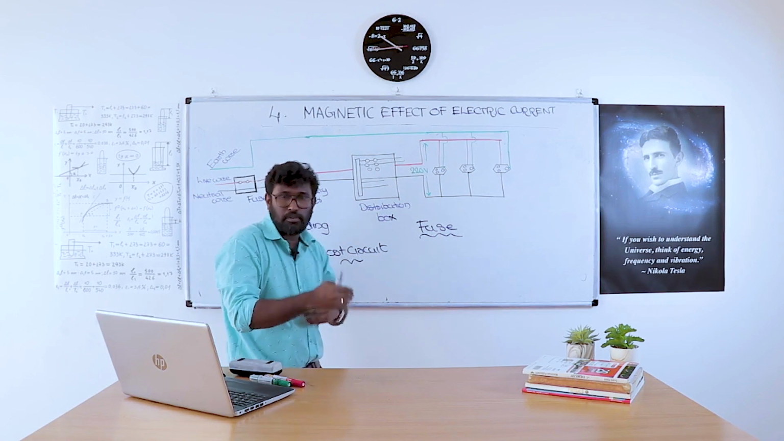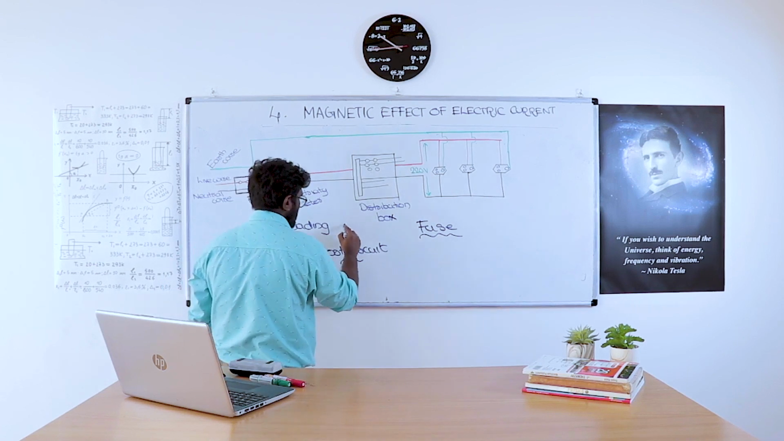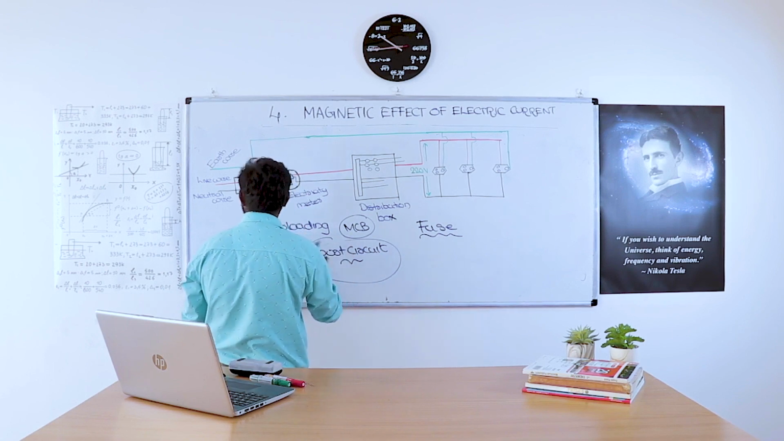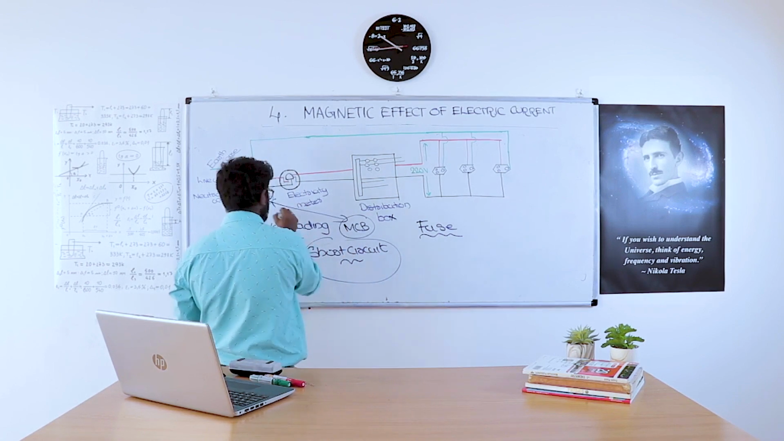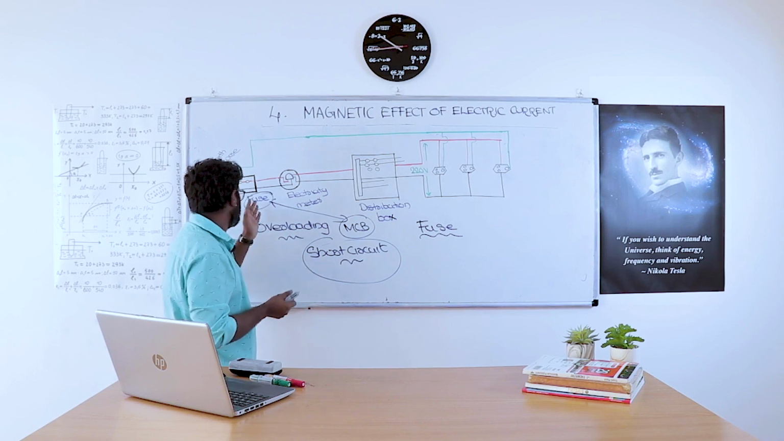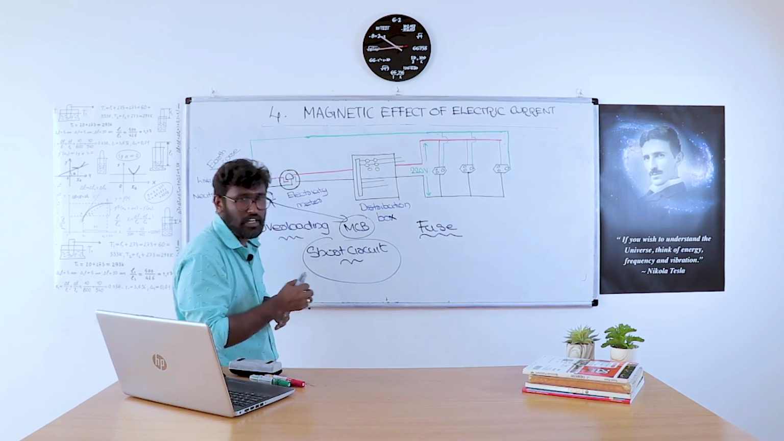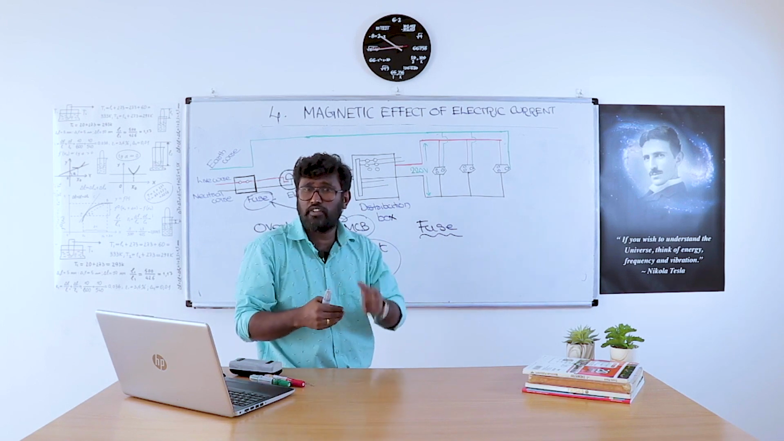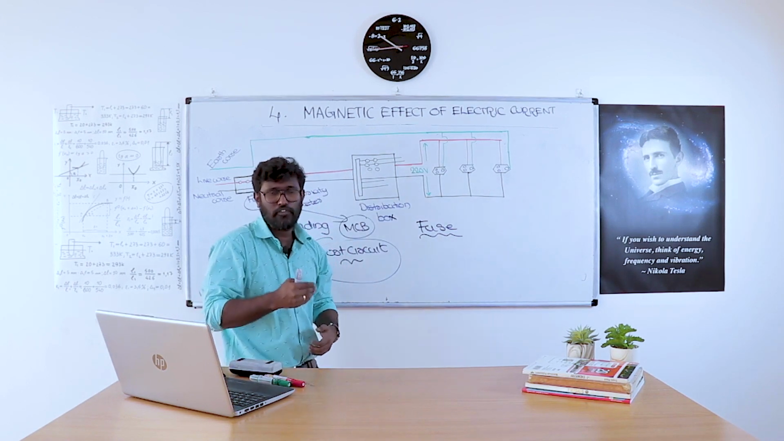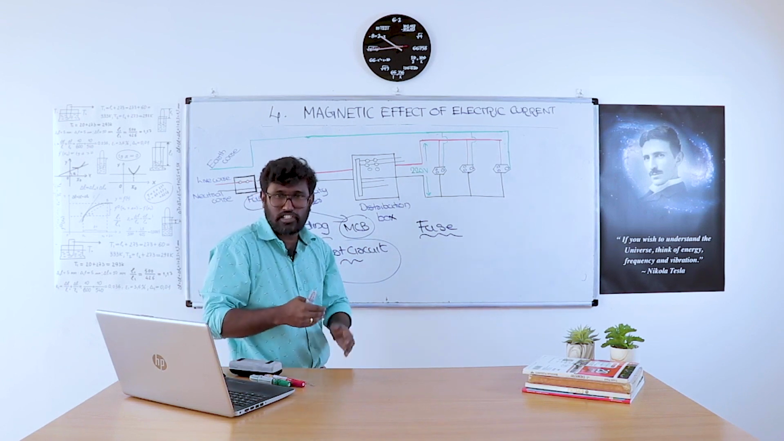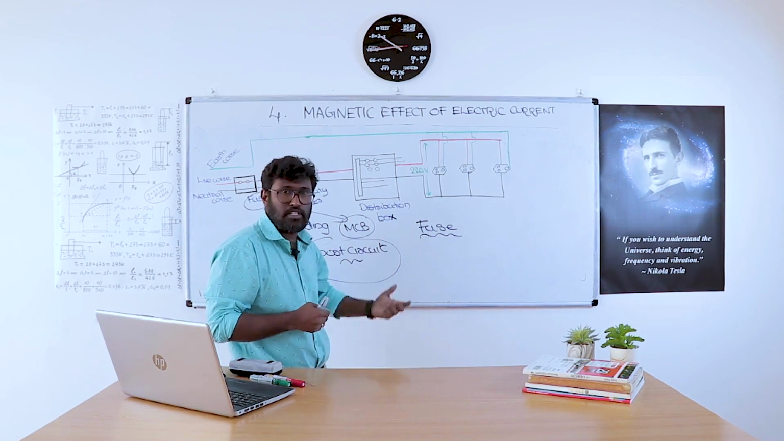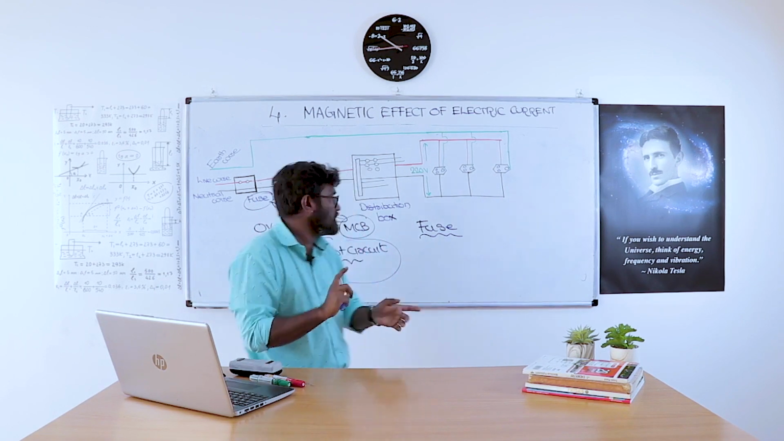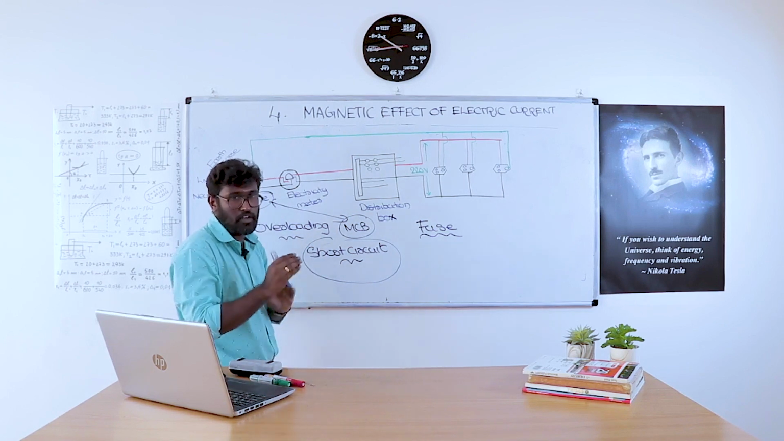So nowadays, in place of fuse, we use MCB. There is some difference between MCB and fuse. MCB is a new technology, and fuse is the old technology. The main difference is that fuse works on the basis of heating effect of electric current, and MCB works on the basis of magnetic effect of electric current. That's the main difference between fuse and MCB.